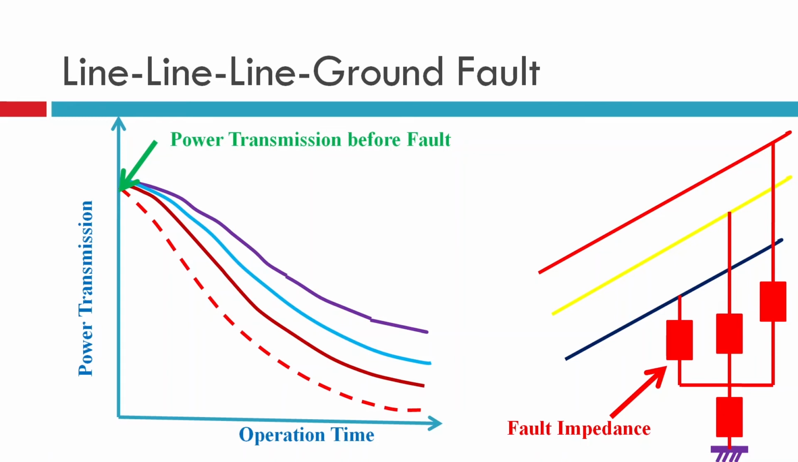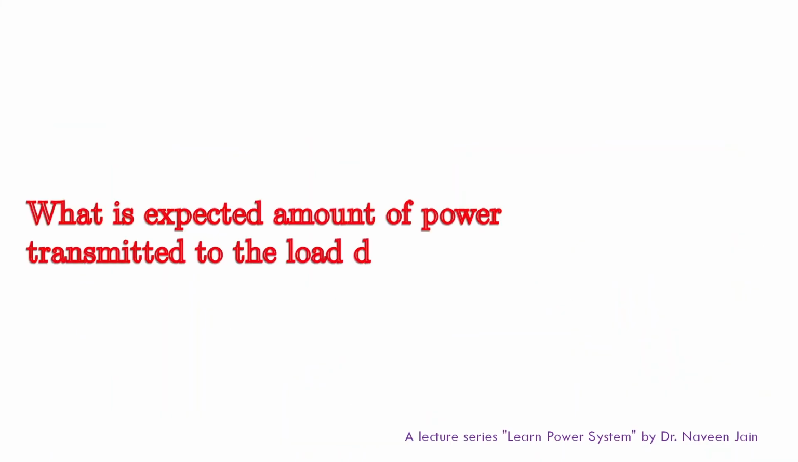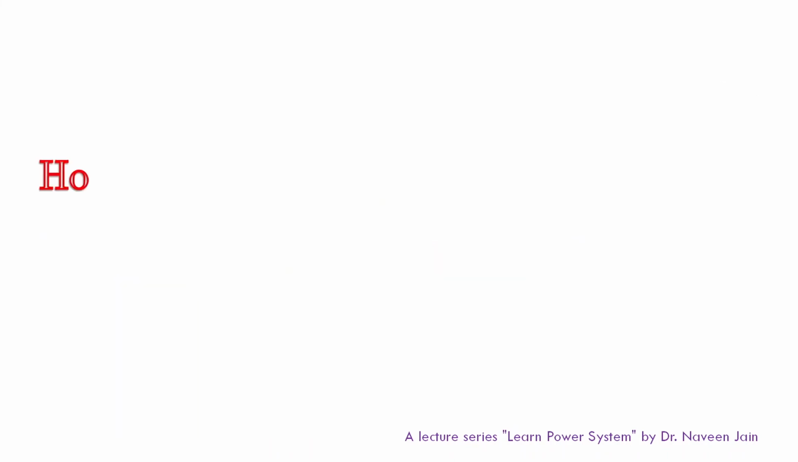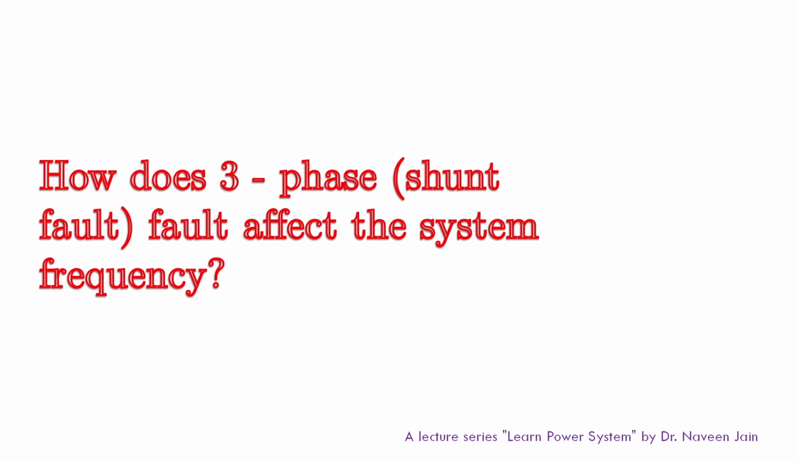In three line to ground fault, we can see the diagram. Here we can observe the difference. The difference is only of ground. In this fault, ground is also involved. What is the expected amount of power transmitted to the load during three phase to ground fault? How does three phase shunt fault affect the system frequency?